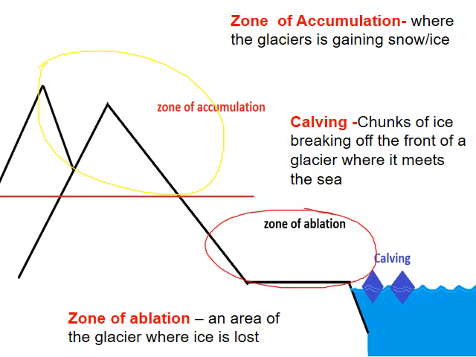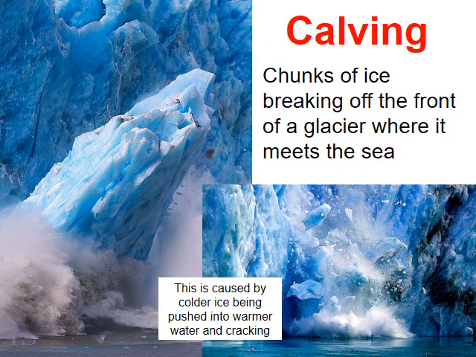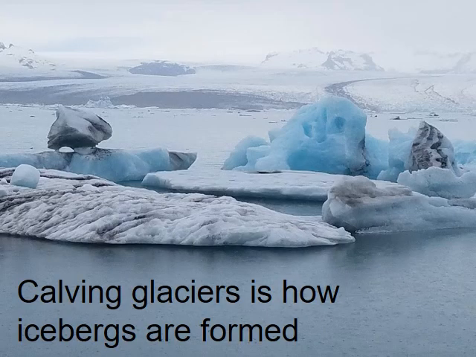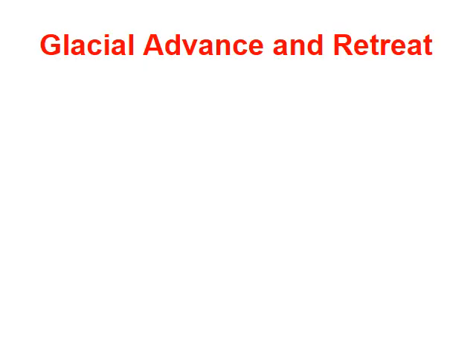Glacier starts to melt, or it starts to lose ice by the process of calving. Calving is just when chunks of the ice break off into the ocean. That's making of icebergs. This is what calving can look like. The water's going to be warmer than the ice, and when the ice hits the water, it just snaps and breaks and pops and then floats away. That's how icebergs are formed.